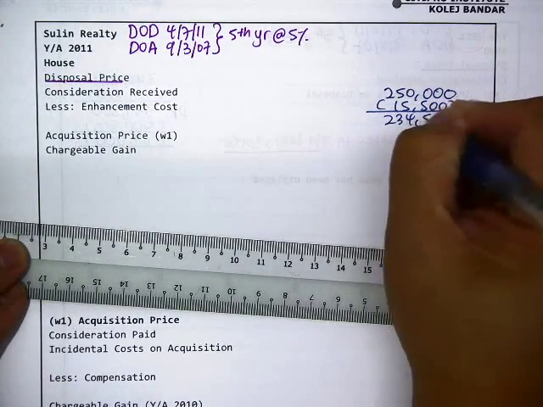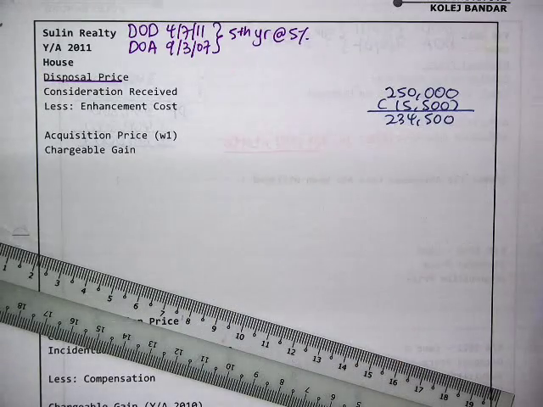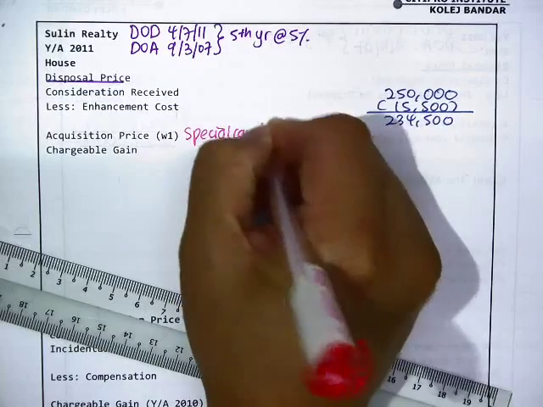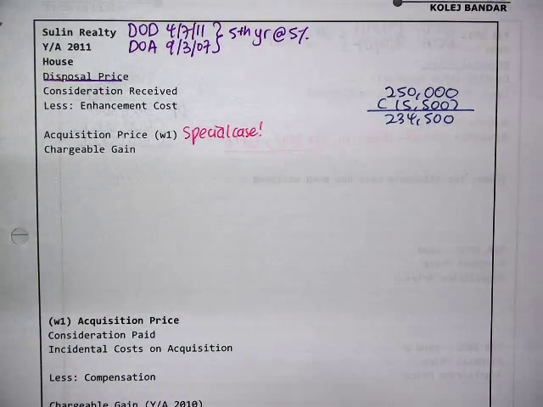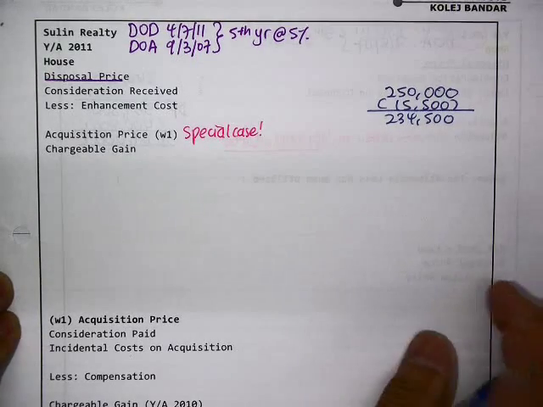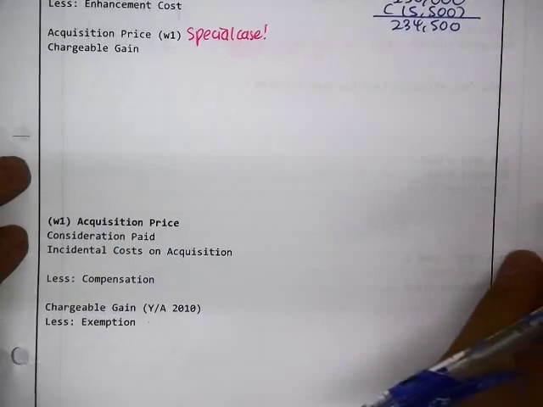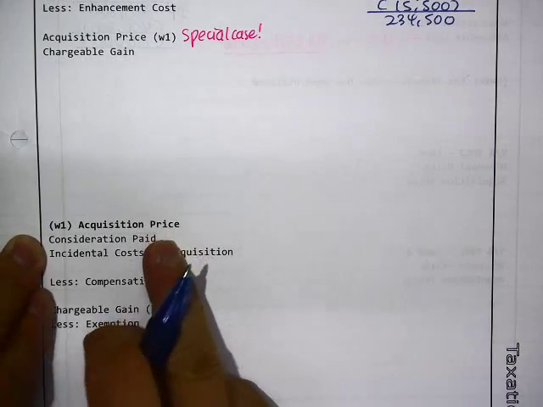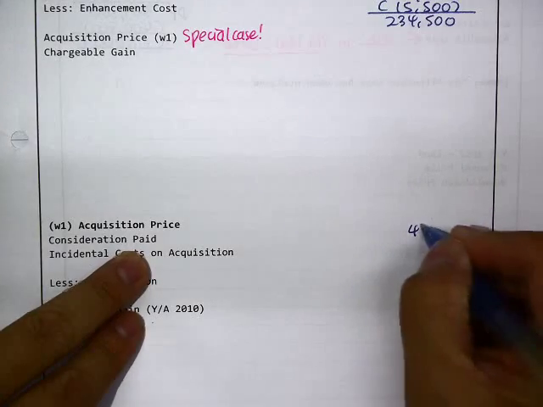Okay. So this house, the date of disposal is 4th of July 11. Date of acquisition is 9th of March 07. So which year is that? March 08, March 9, March 10, March 11. This is in July, which is after March. So it's also the 5th year at 5%.